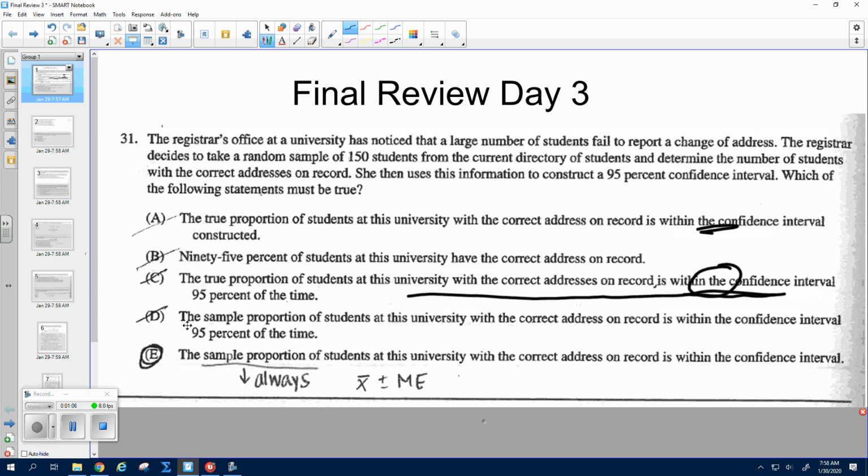All right, D, the sample proportion of students at this university with the correct address on record is within the confidence interval 95% of the time. The sample P is always in the confidence interval because it's in the middle of it. So this is true all the time, okay? The sample P is within the confidence interval. Yeah, it's right in the middle, you guys, every time. That's how we get our confidence interval, is from the sample P.